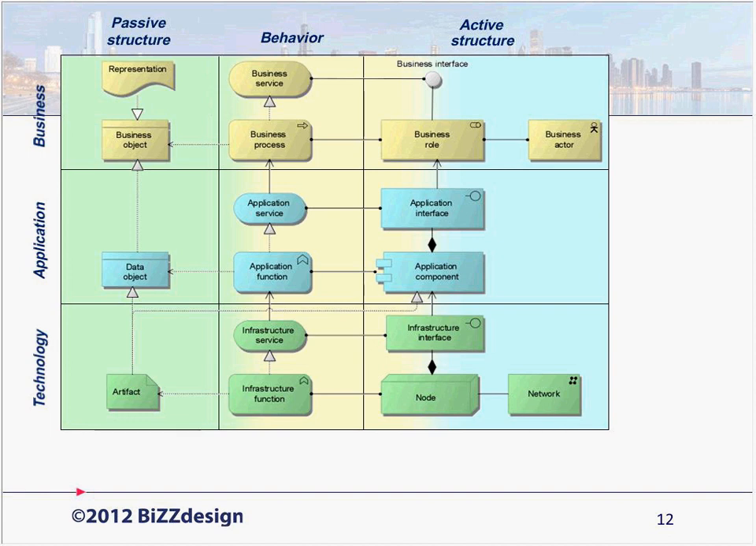For example, this is the business layer, with processes, services, and business goals. On the application layer, we see application components and application functions, and on the technology layer, we see networks, infrastructure services, and nodes. But that's all of ArchiMate.